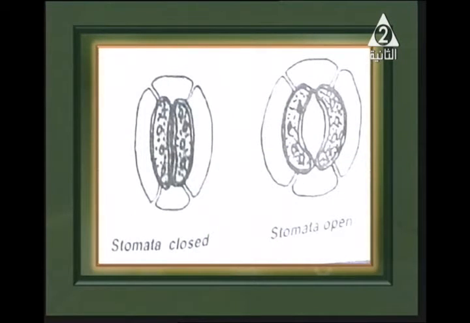And this is the shape of closed stomata and open stomata. The right side one is the open stomata, when the plant wants to get rid of excess water, while on the left side is the closed stomata, when the plant wants to keep a large amount of water.